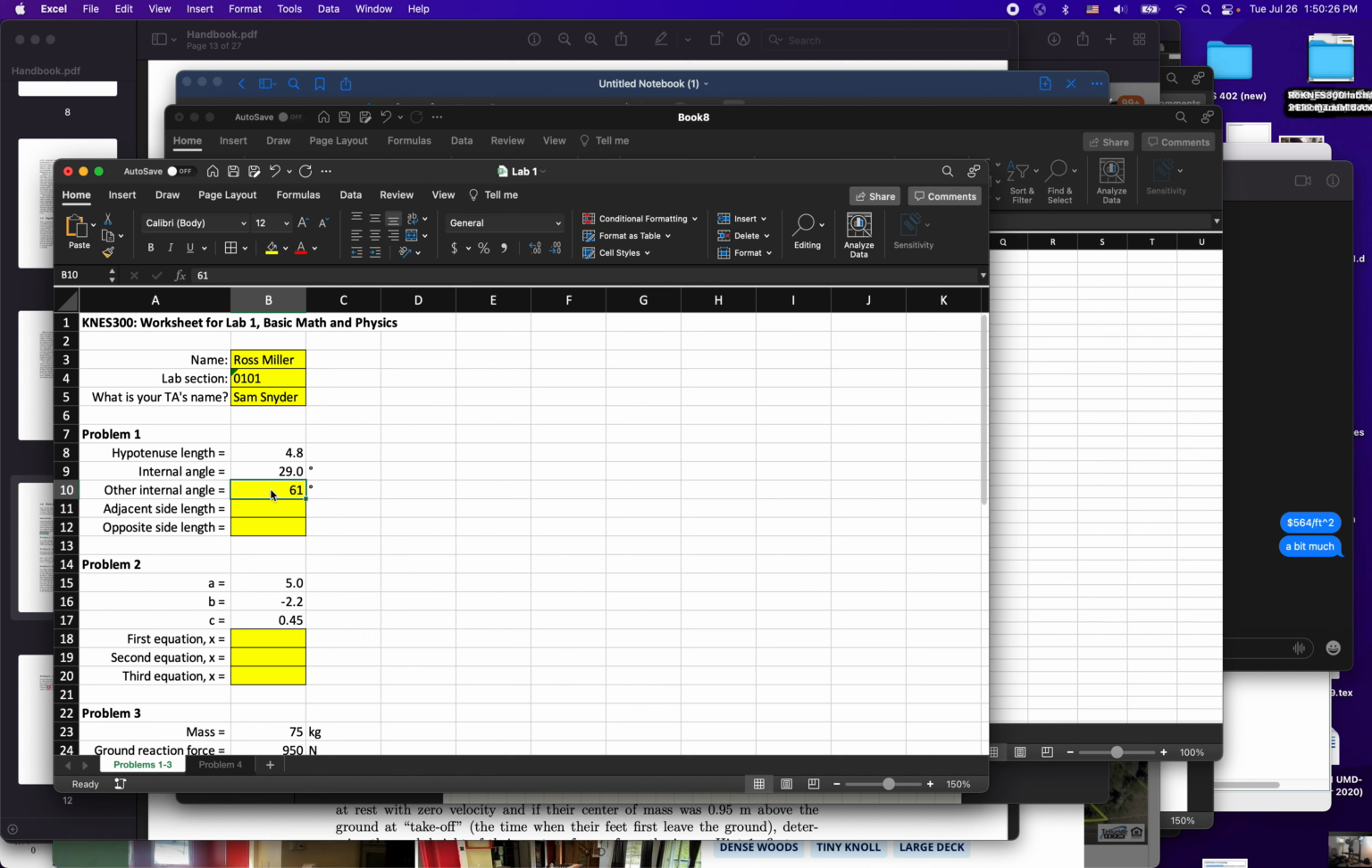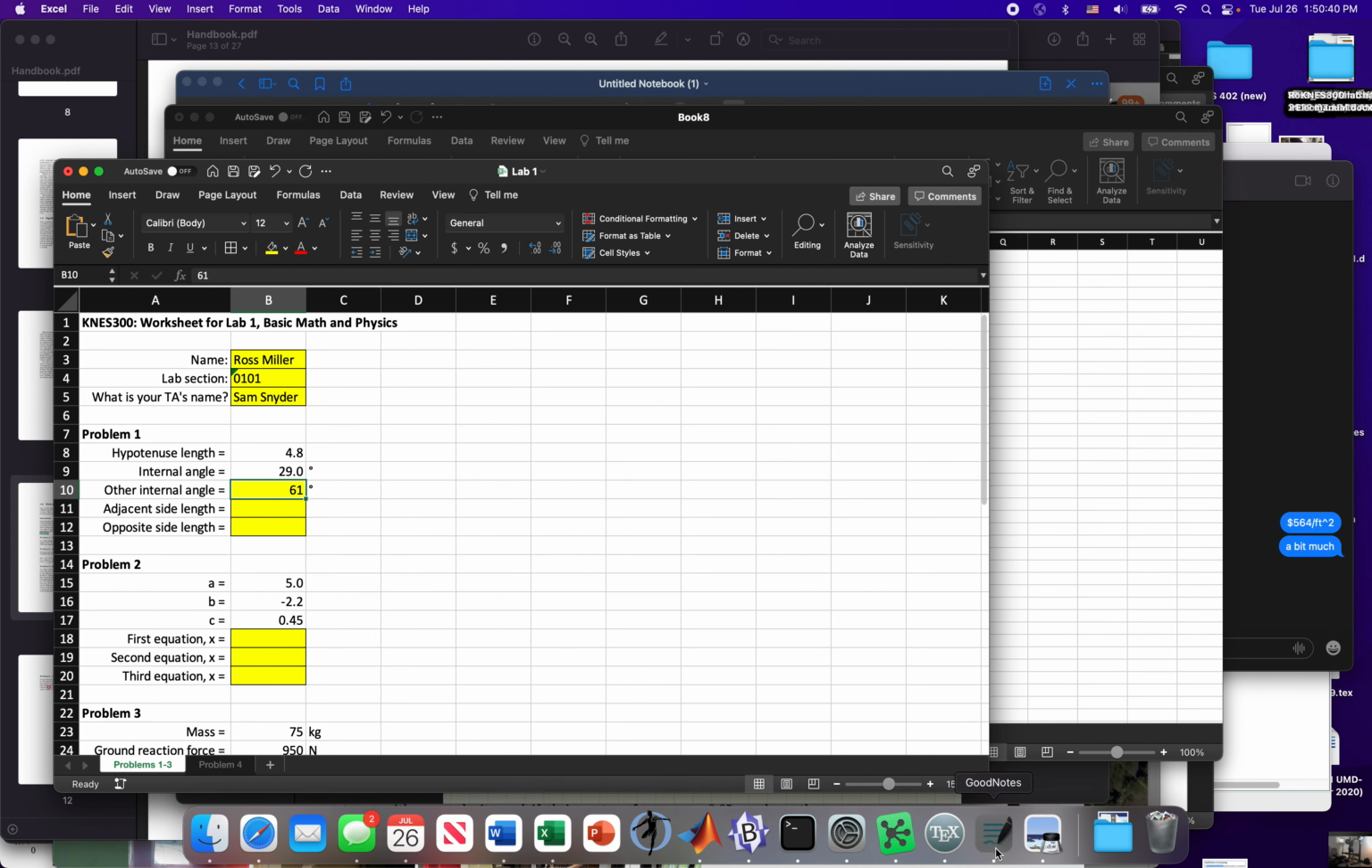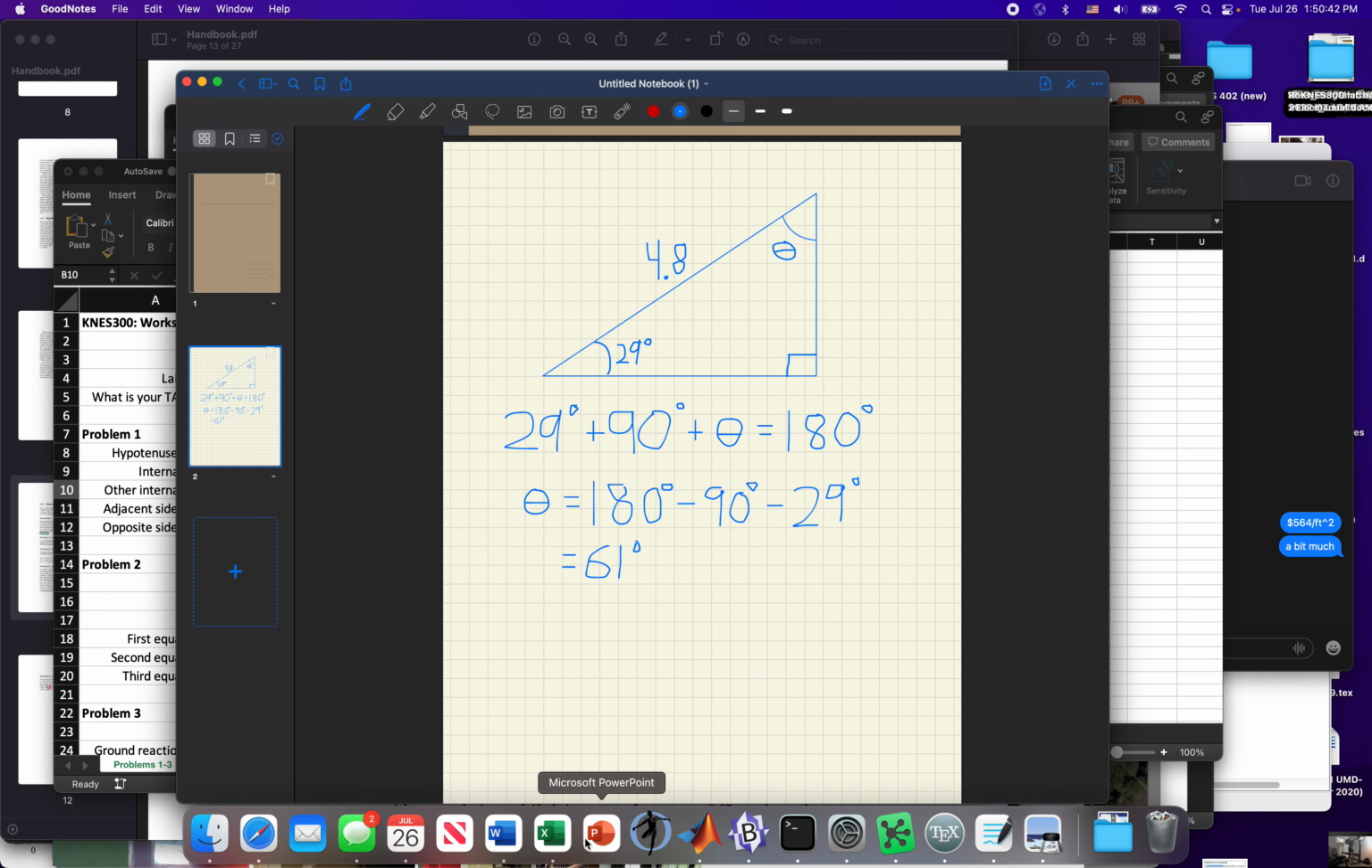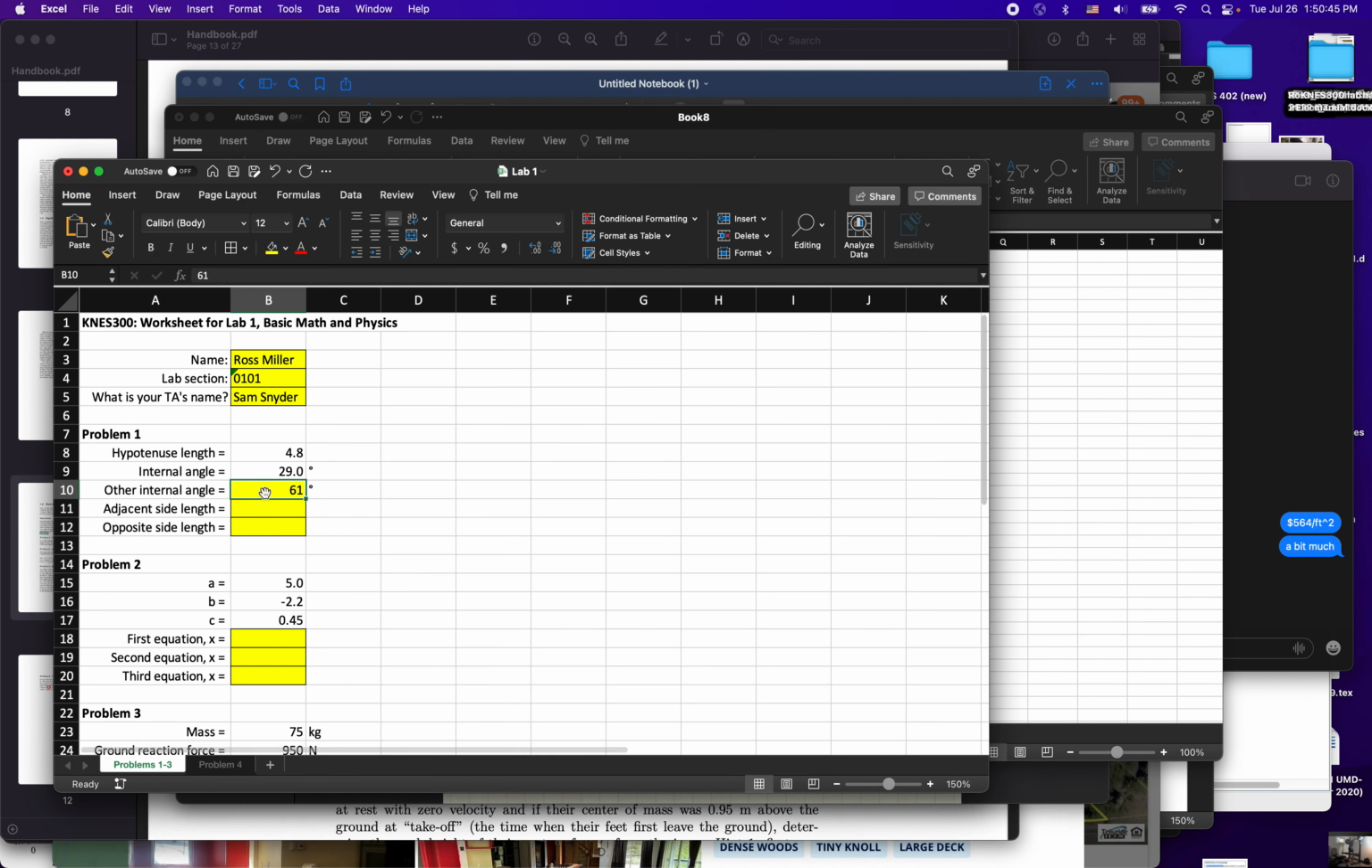The main purpose of this lab isn't just to do these calculations in general. It's to learn how to do calculations like this in Microsoft Excel specifically. So I don't want you to calculate 61 somewhere else and then copy that 61 over to this spreadsheet. I want you to do the calculation of the 61 in the spreadsheet.